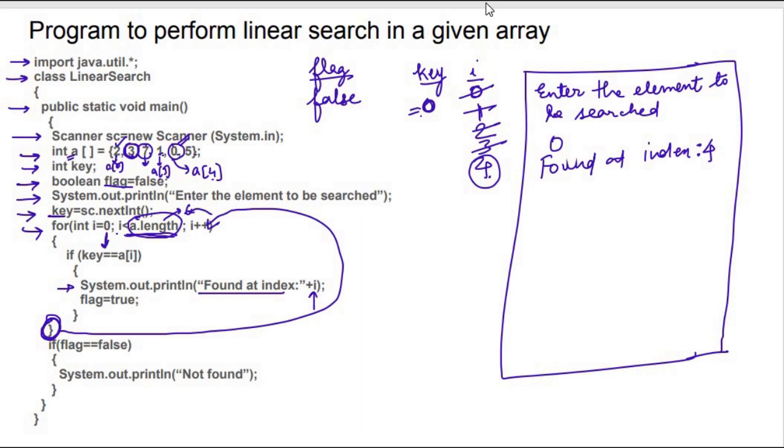Now this for loop again goes up. I plus plus, I becomes 5. 5 is less than 6. Again this A5 is checked. A5 के position पर ये 5 है. So 5 is being checked.